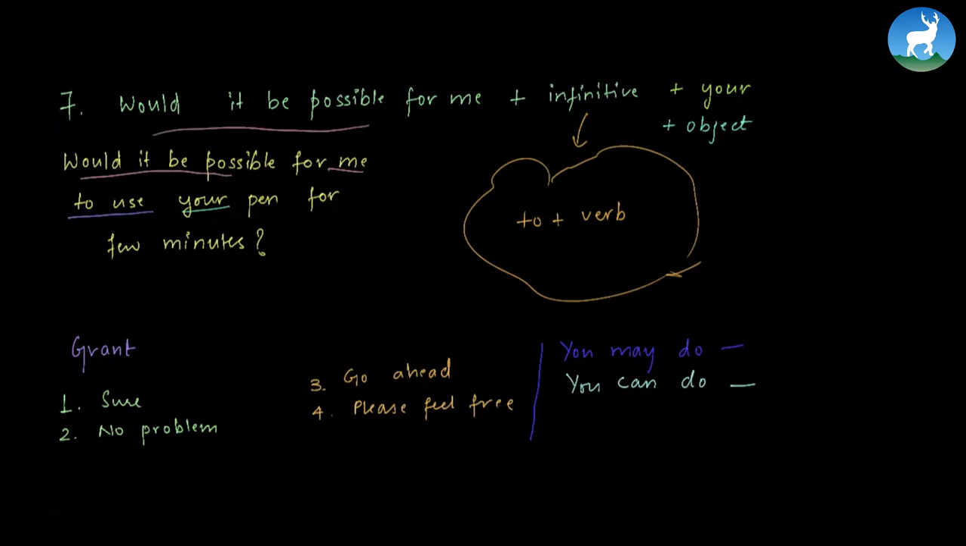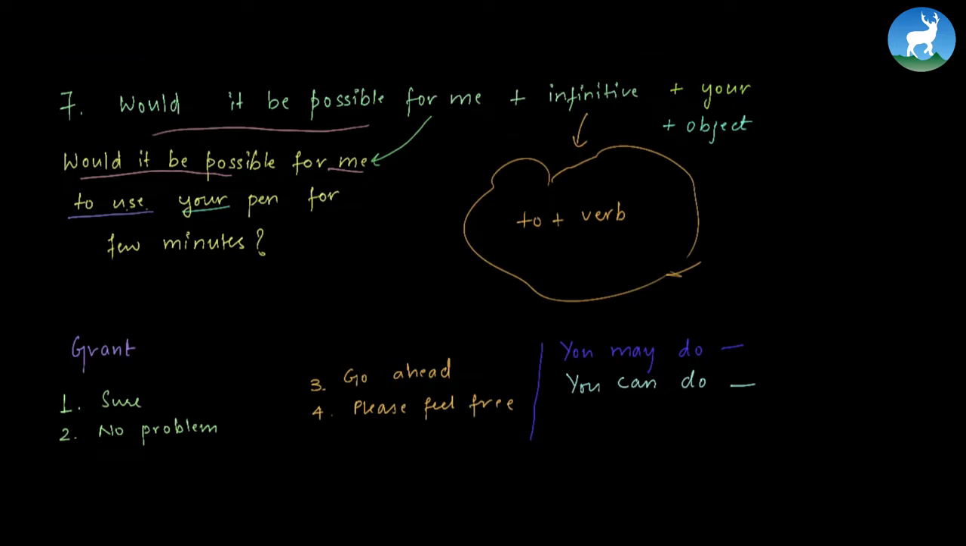So now finally we have the last structure, that's "would it be possible for me" plus infinitive plus your plus object. So an infinitive is something that is a verb preceded with a "to". So would it be possible for me? This is the structure copied here, plus infinitive. So use plus to. "Use" is a verb and adding "to" in front of "use" makes it an infinitive. So would it be possible for me to use your pen for a few minutes?